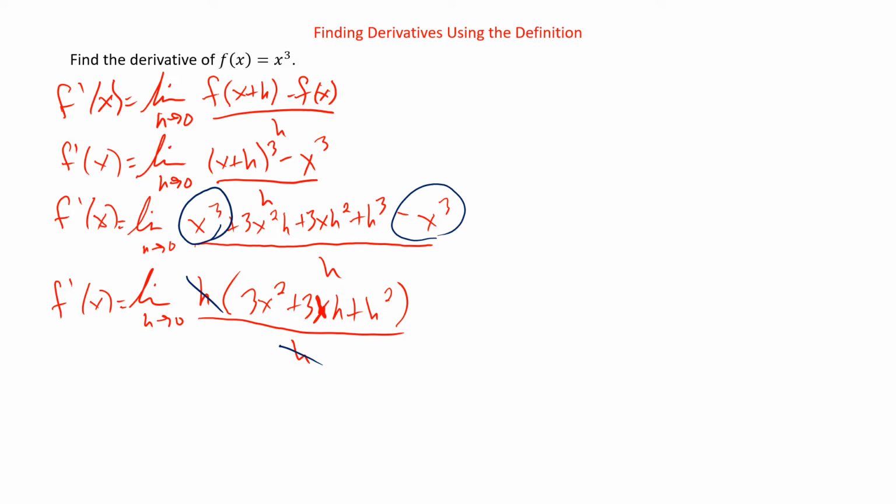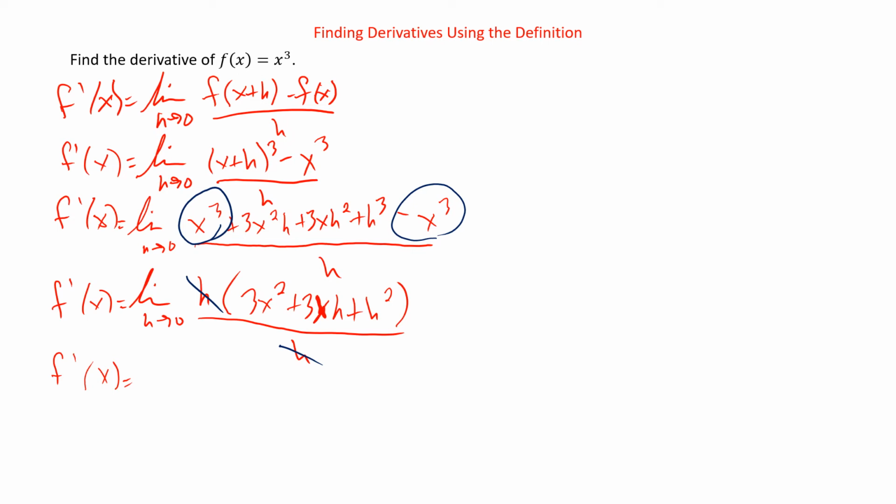So now if we plug something in, we're not going to get 0 over 0. So let's plug in 0 for h. F prime of x equals the limit. No, we don't need the limit anymore. We're plugging it in.